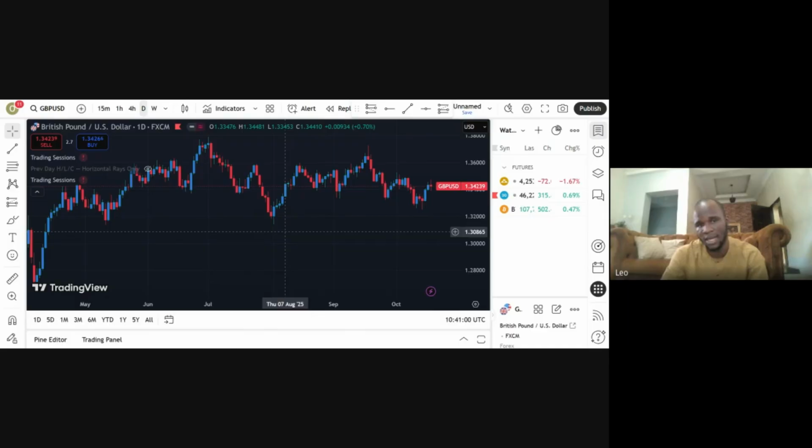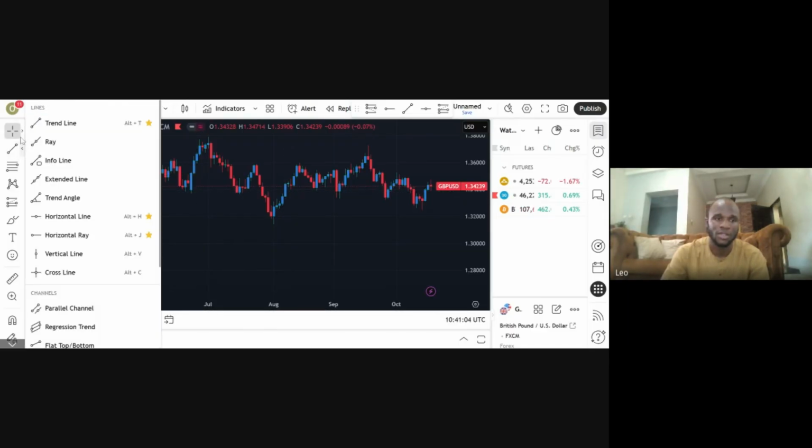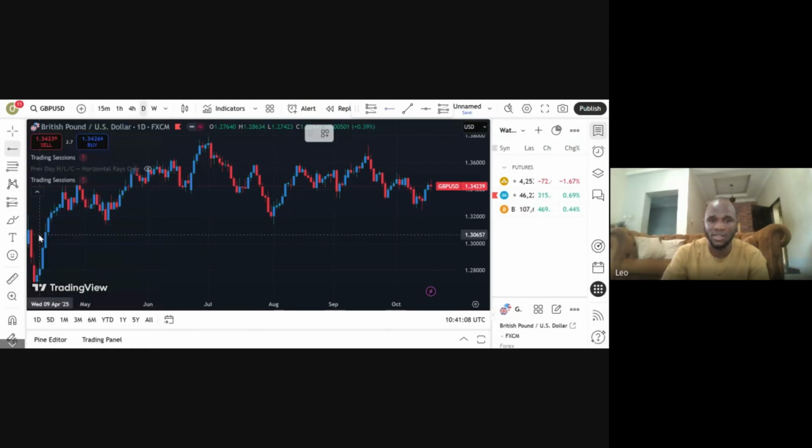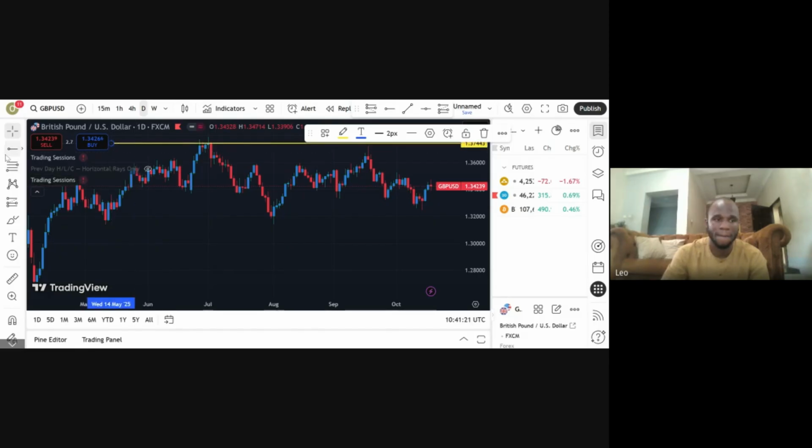So one thing you will notice here on the daily time frame is that market is just ranging within a zone. So you want to mark out that zone. That zone will serve as your key levels to be able to pay attention to. Key levels to pay attention to.